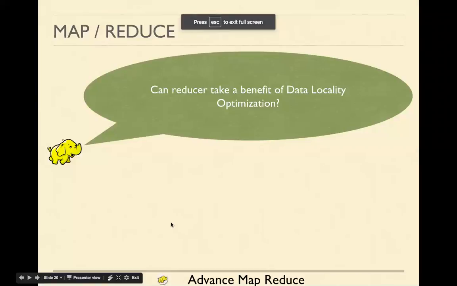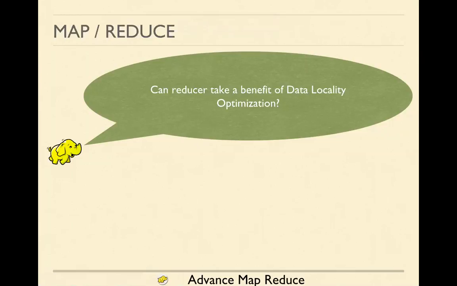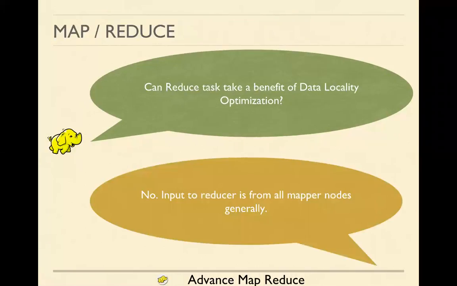All right. A quick question: can reducer take benefit of data locality optimization? Yes. No. Can reducer take benefit of data locality optimization? Data locality optimization means accessing the data on the same machine. Reducer reads from all the nodes, correct? Reducer gets data from all the nodes, and therefore it cannot take the benefit of data locality optimization.